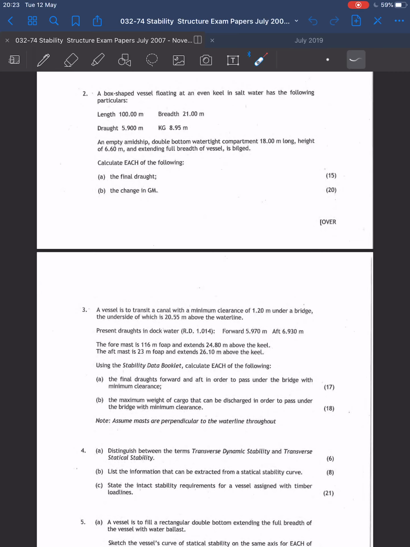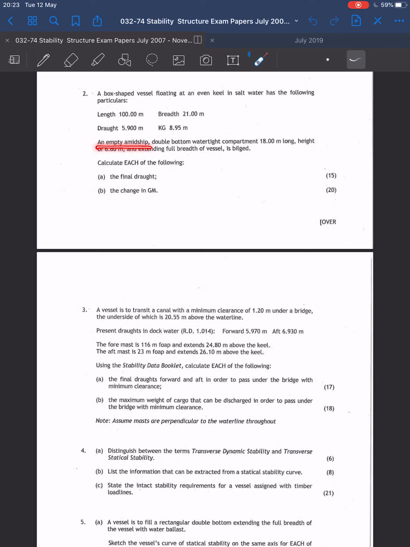Let's look at MCA Chief Mates Stability and Structures, July 2019, question number 2. It says a box-shaped vessel floating at an even keel in salt water has the following particulars: length 100 meters, breadth 21 meters, draft 5.9 meters, KG 8.95 meters.